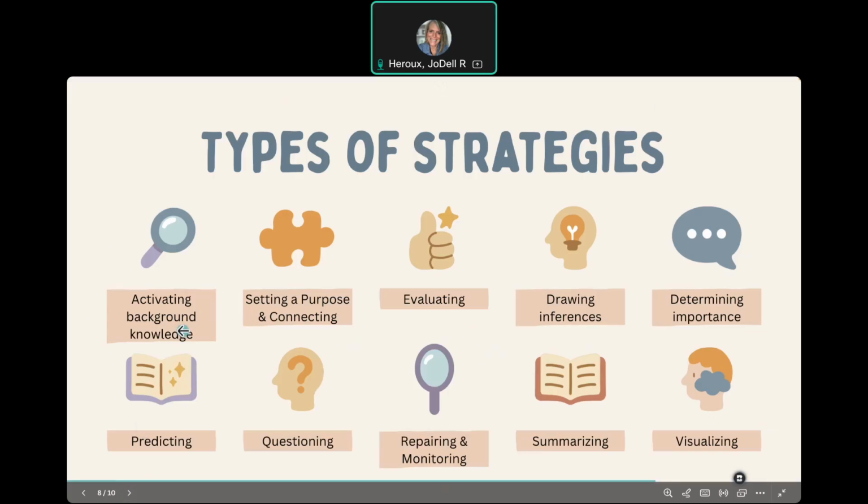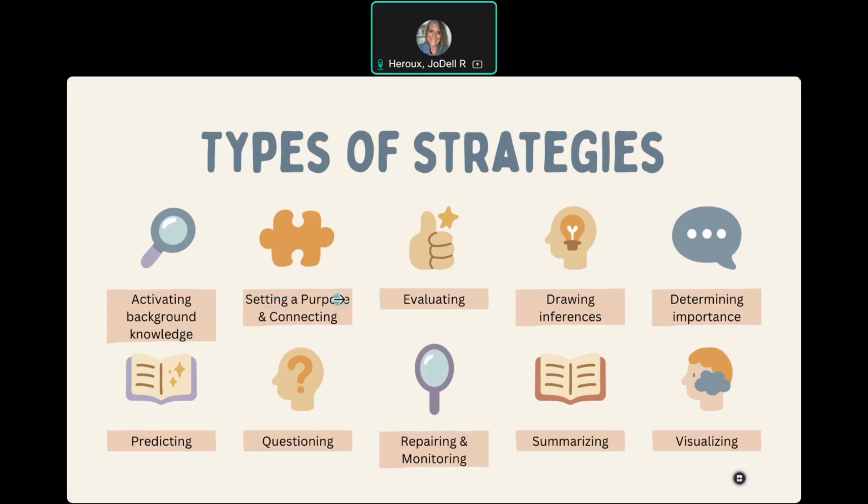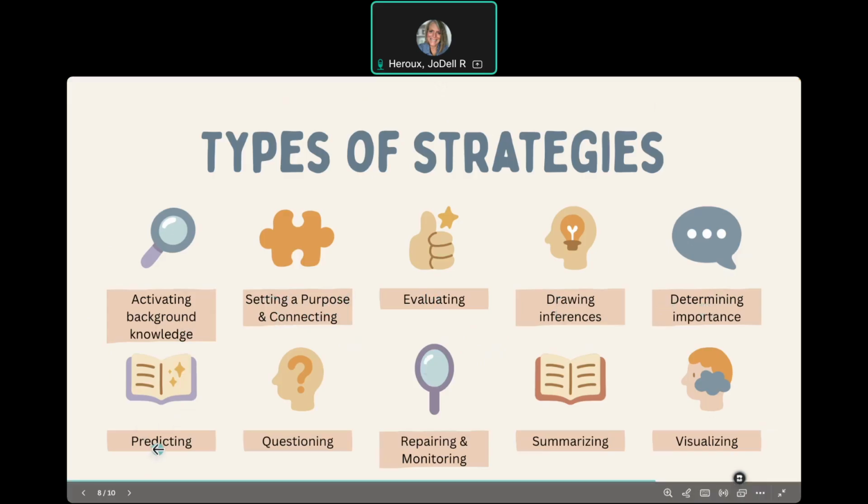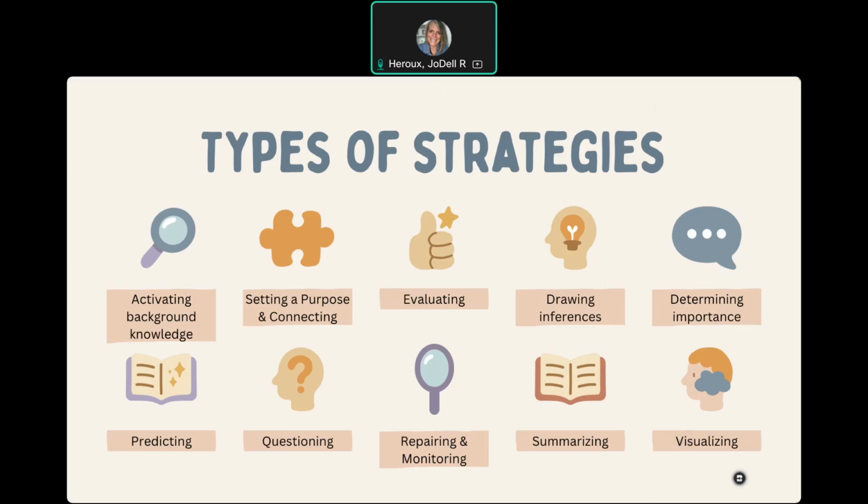One reading comprehension strategy is activating background knowledge. Another one is setting a purpose. Another one is connecting. There's evaluating, drawing inferences, determining importance, making predictions, questioning, repairing, and monitoring. So these are two separate strategies. One is repairing and one is monitoring. There's summarizing and visualizing. So each of these strategies help us with reading comprehension.